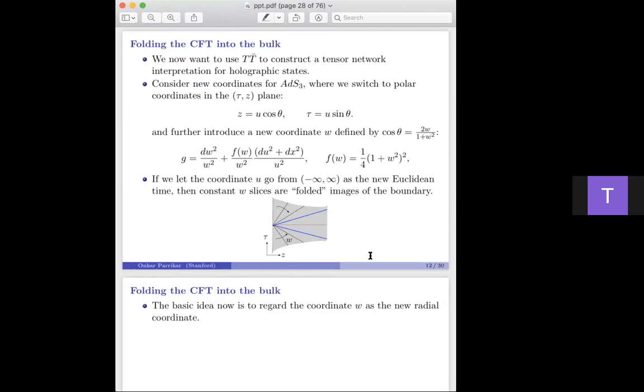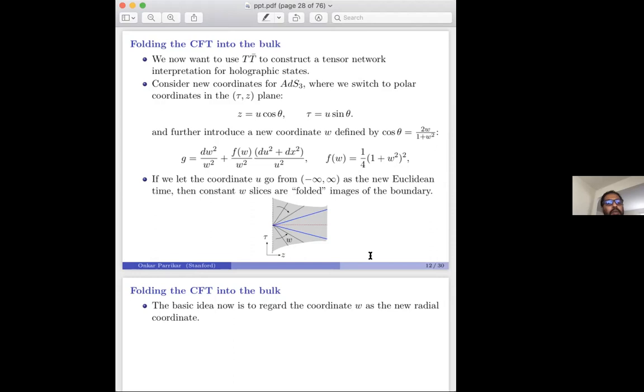That's a good point. One way to think about this W coordinate is in terms of York time. One slices the bulk geometry using constant extrinsic curvature slices, and then the value of the extrinsic curvature is what you could call the W coordinate. I was, for the most part, working in just AdS3, and so I didn't explain it in those terms.